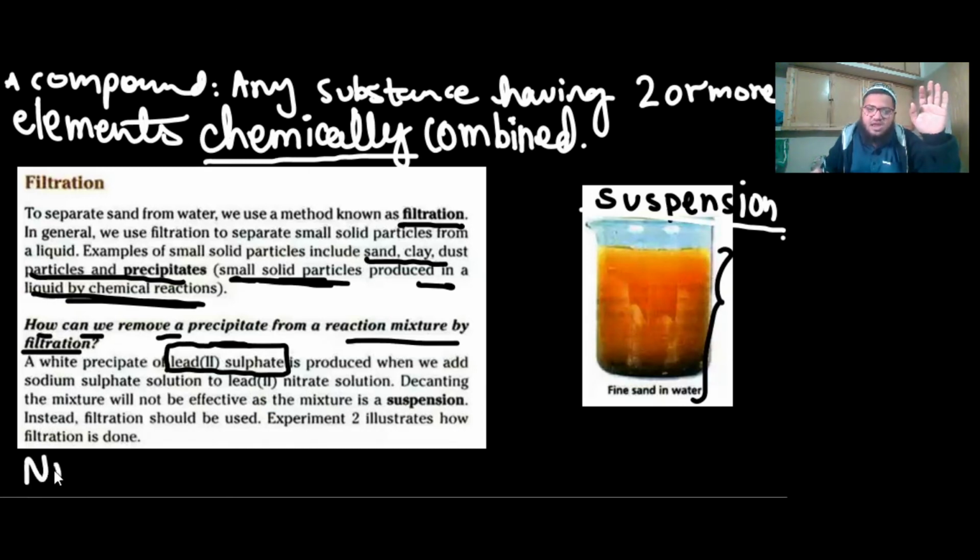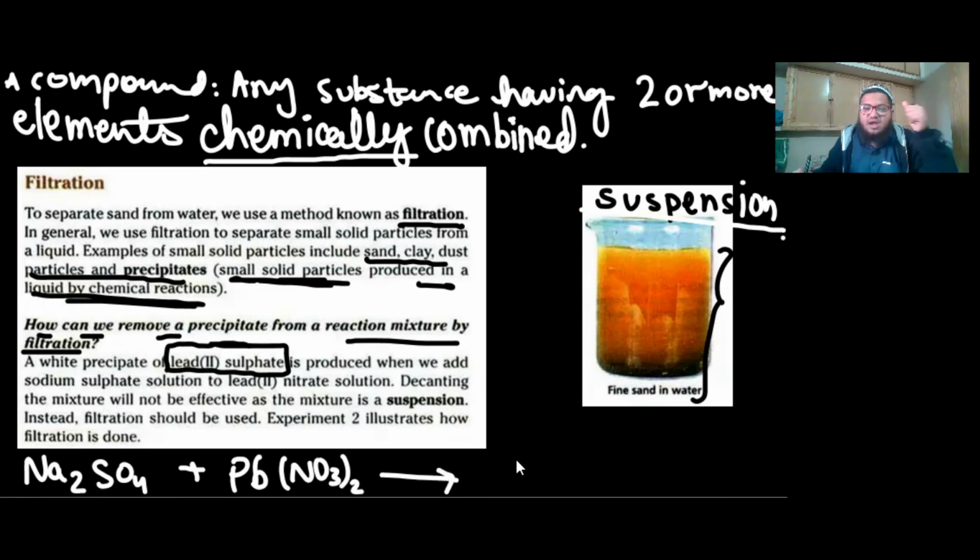Sodium sulfate, Na2SO4, this is sodium sulfate in symbolic form. I will teach you how to write this formula for sodium sulfate. Do not panic. You don't need to know it right now in this chapter, but you will need to know it later on in the upcoming chapters. Sodium sulfate, when it combines with lead nitrate, where Pb is the symbol for lead and nitrate is NO3, forms a white precipitate of lead sulfate, PbSO4, and sodium nitrate.